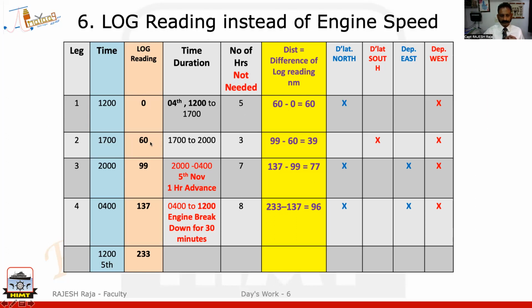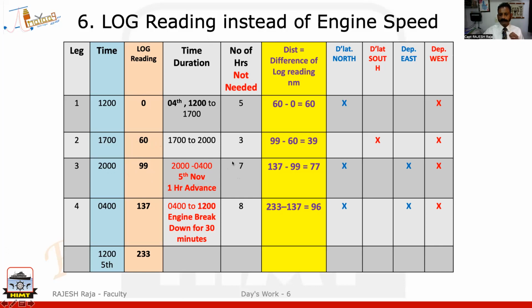Okay, let us look at the second one. 1700 was 60 and 2000 was 99. So all I'm doing is 99 minus 60. Now please look at the third leg. In the third leg I have written that I have advanced 1 hour, and the time duration is written here.